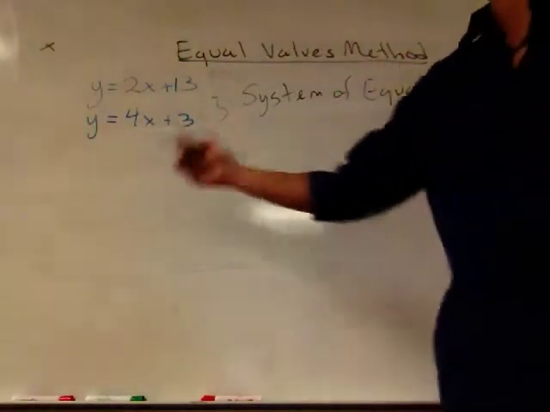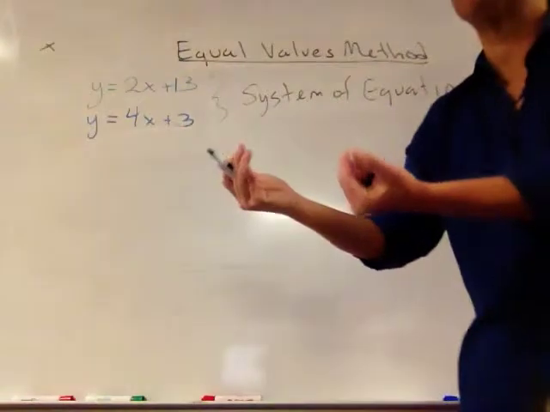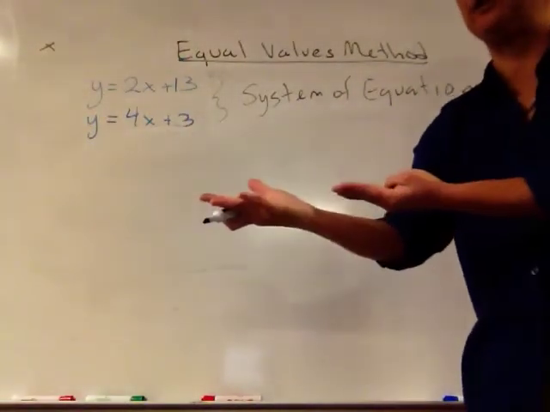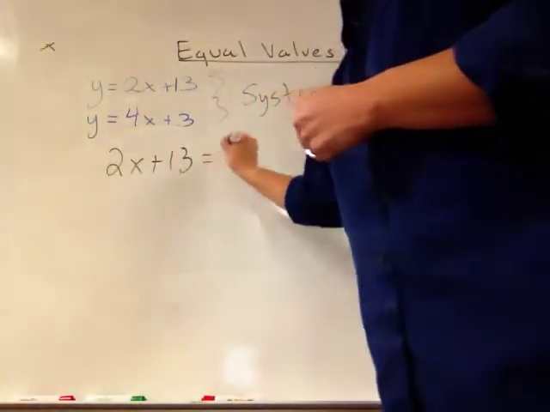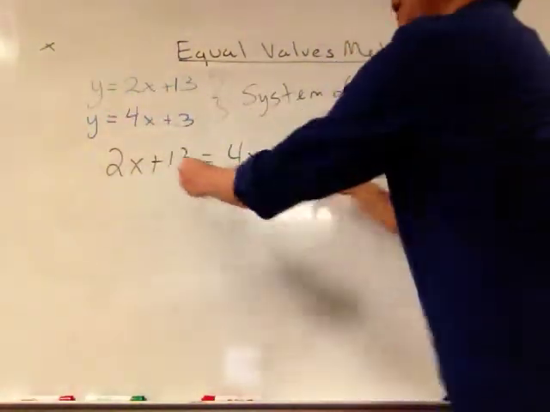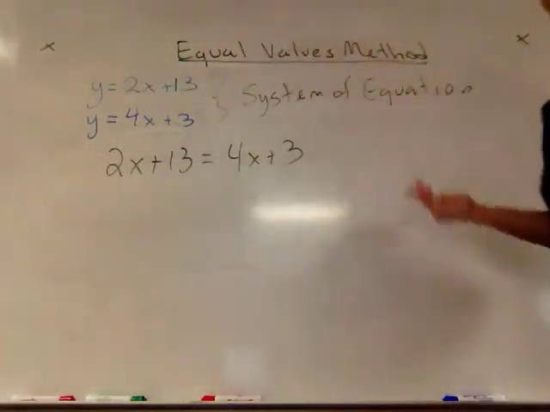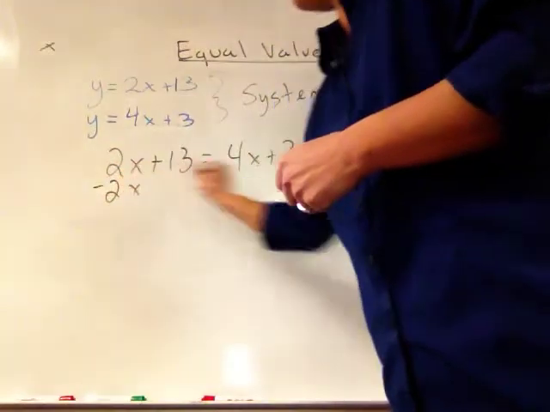So what algebra says is, hey, y equals this and y equals this. If y equals both of them, then they must both equal each other. So in other words, I can rewrite this like that. Since they both equal the same thing, they must both equal each other, hence the name equal values method. So we're going to solve this using what we know from the past.